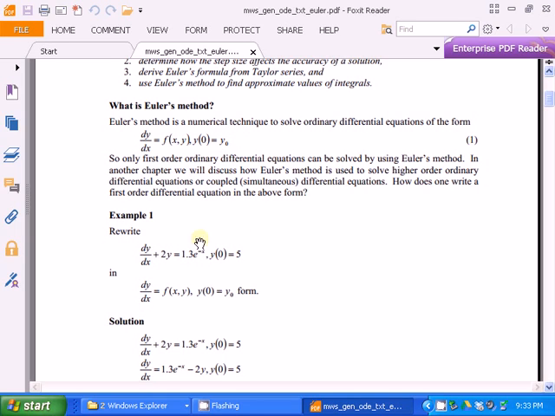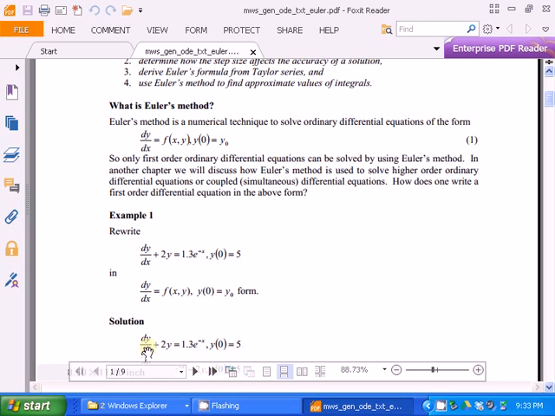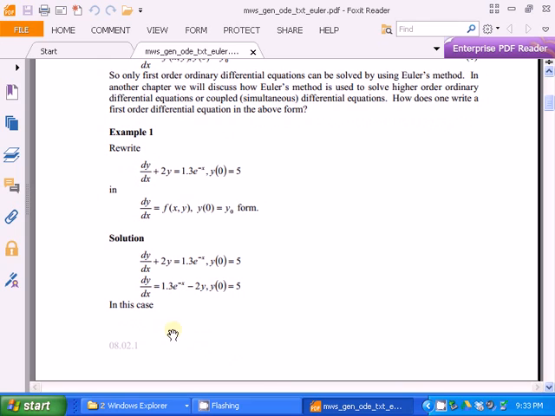If you have a differential equation like this, dy/dx plus 2y equals 1.3 e to the minus x, that doesn't quite look like this form, but you can rewrite it so that the derivative is by itself on the left-hand side. And in this case, we get dy/dx equals 1.3 times e to the minus x minus 2y. And the initial condition, y of 0 equals 5, is furnished as well. So this has exactly the form we need in order to use Euler's method.